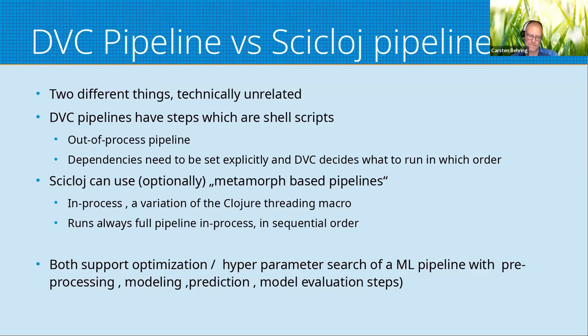What they have in common is that both support hyperparameter search of an ML pipeline with pre-processing, modeling, prediction, and model evaluation steps. So you can do either, I would say is the takeaway from that. In machine learning, there always comes this problem of hyperparameter search, which means that you want to rerun the same steps over and over and over with slightly different parameters, and you want to keep track of which has the best metric out of that. In both pipeline versions, they support that, but in very different forms. One is in process, sequential. The other one is out of process, non-sequential, with explicit dependencies. But they both are meant to solve the same issue, the hyperparameter search of an ML pipeline.